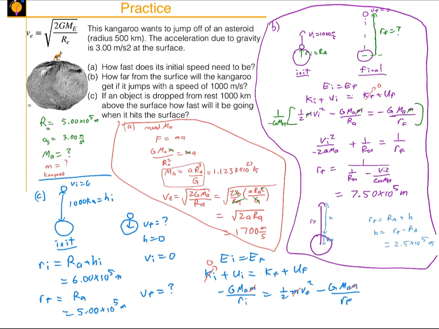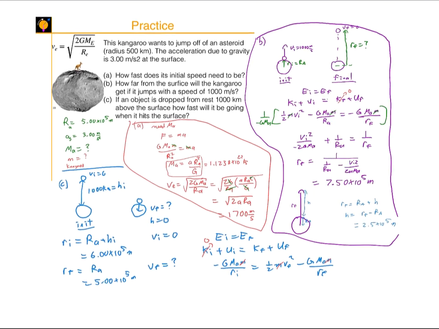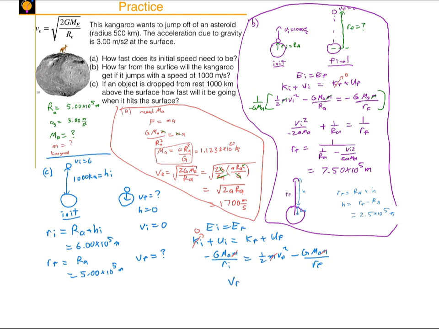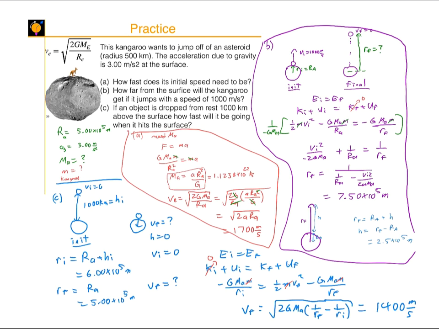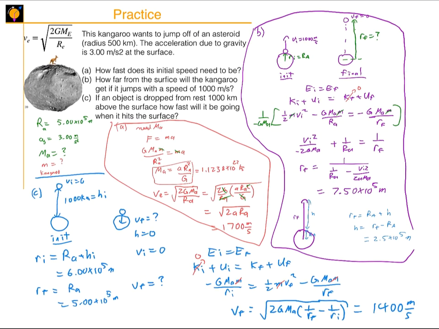Playing around with the equations, you quickly get that v final is the square root of 2G times the mass of the asteroid times (1 over r final minus 1 over r initial). Plugging in our values, we get approximately 1400 meters per second. That's how fast it'll be going if you release it from rest 1,000 kilometers above the surface.